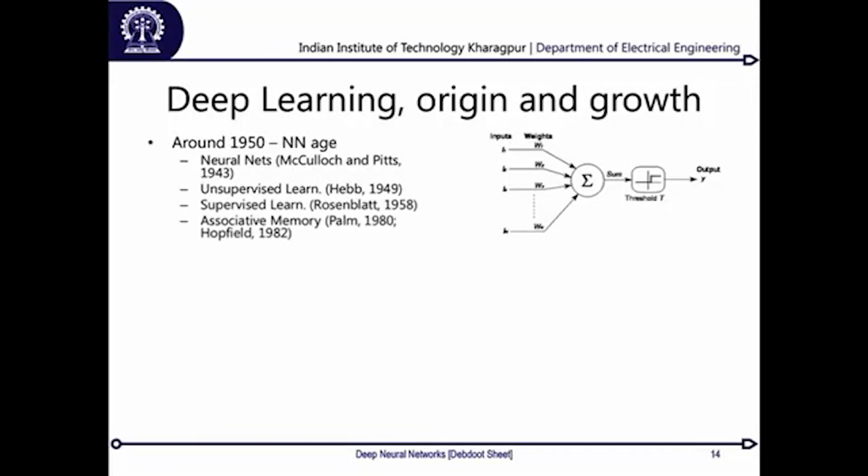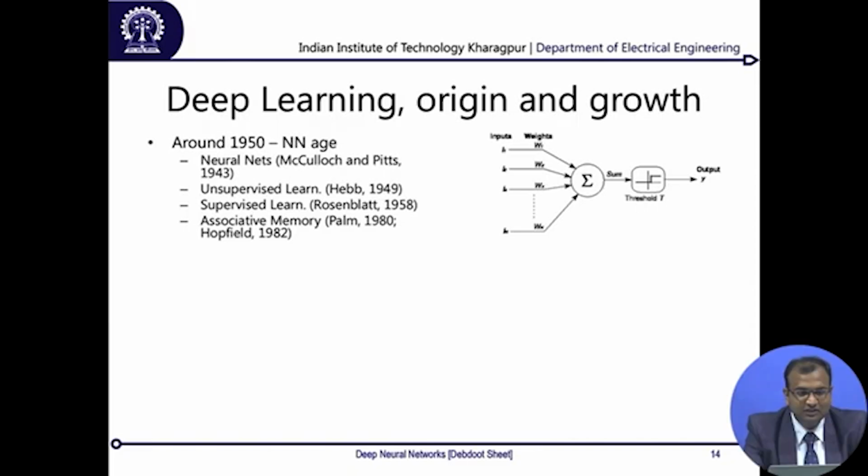So we started around the age of 1950s, when neural networks came up in the initial days, and that's when we actually started with the McCulloch and Pitts model, somewhere around 1943. From there, we came up with Hebbian rules in 1949, then supervised learning by Rosenblatt in 1958, and from there to auto-associative memory in 1980.